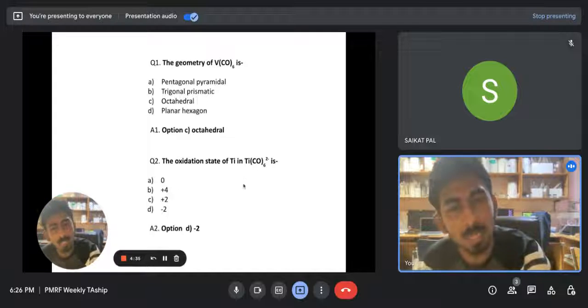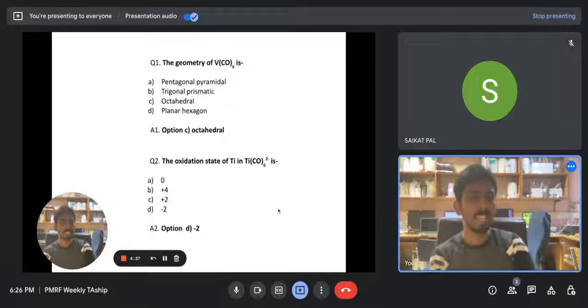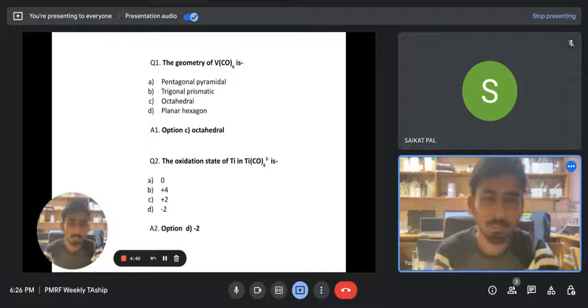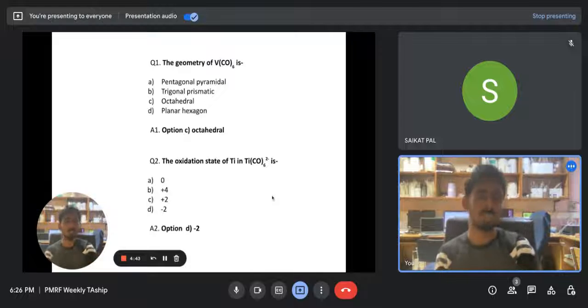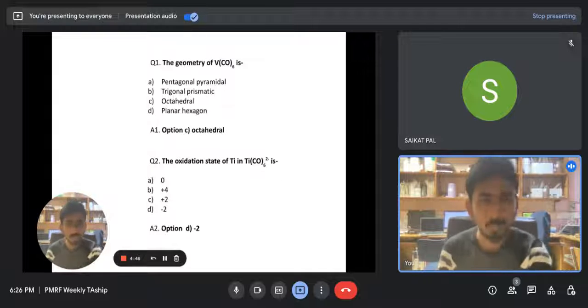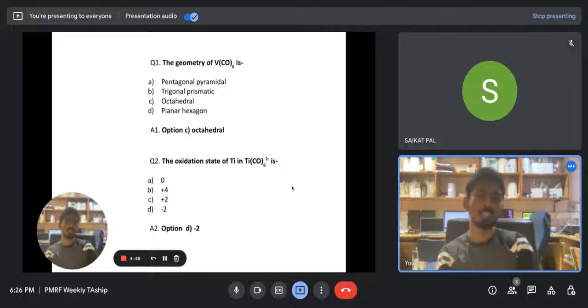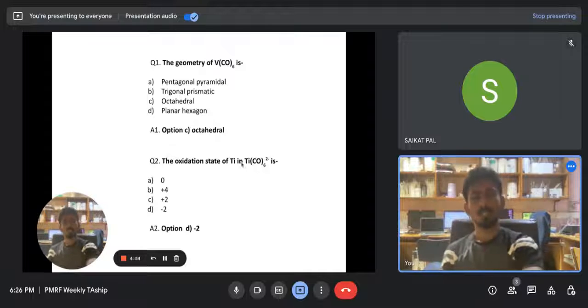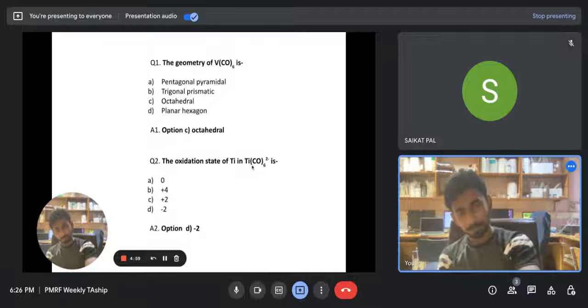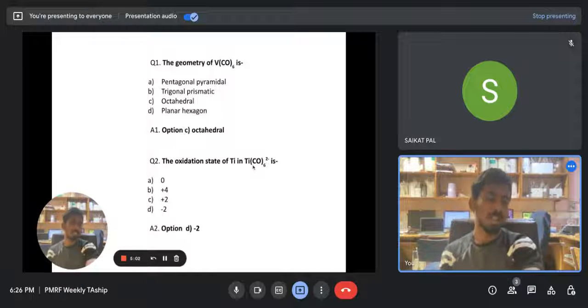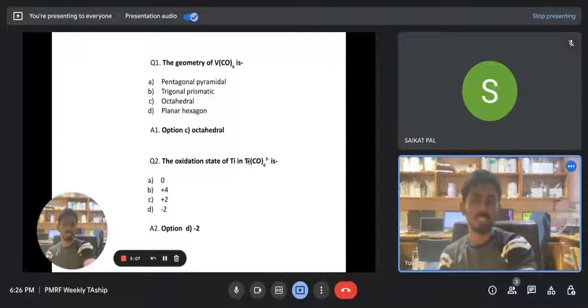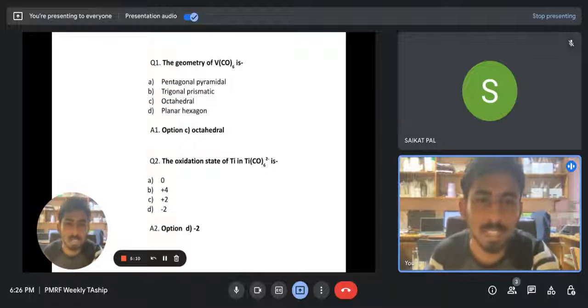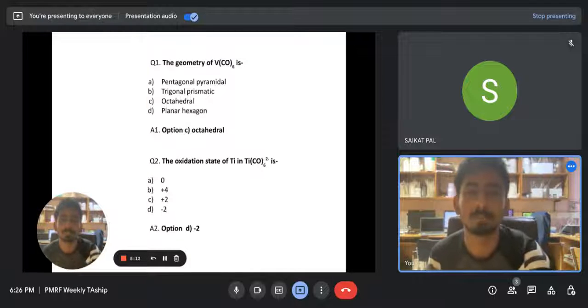If we assume the oxidation state of titanium as X in this molecule, then X plus COs, which are neutral, so X plus 0, equals minus 2, that is the total charge of the complex. So X is minus 2. You can easily see that the total charge of the molecule is minus 2, and if COs are neutral, the charge originates from the metal center only. So the oxidation state of titanium is minus 2 in this case.